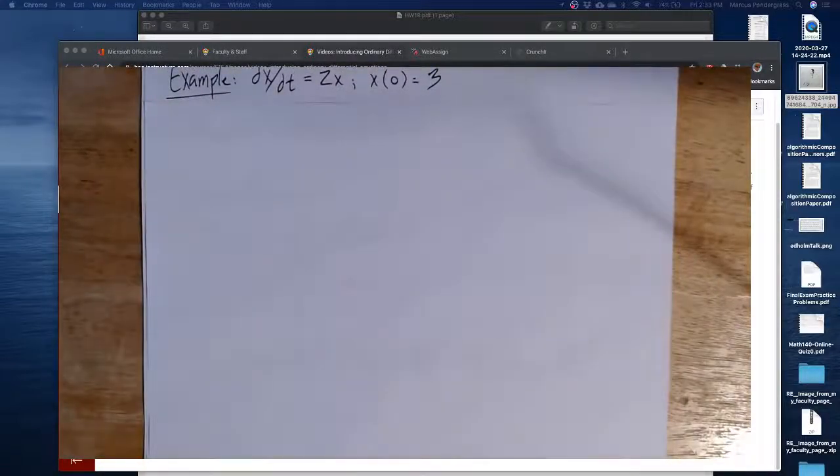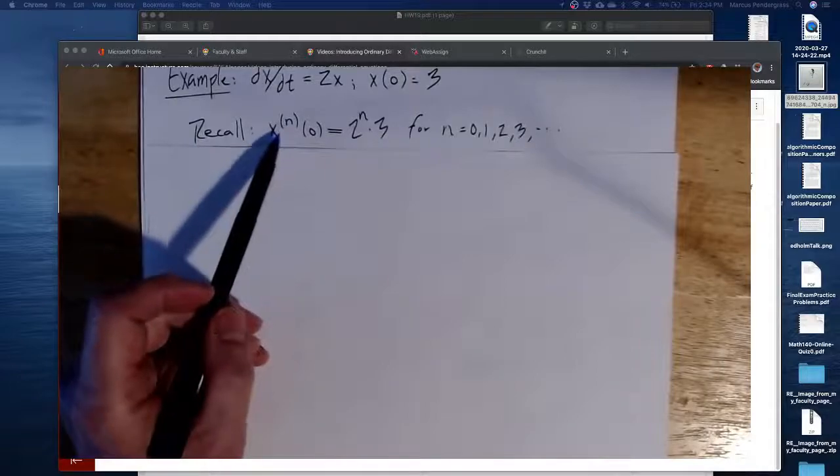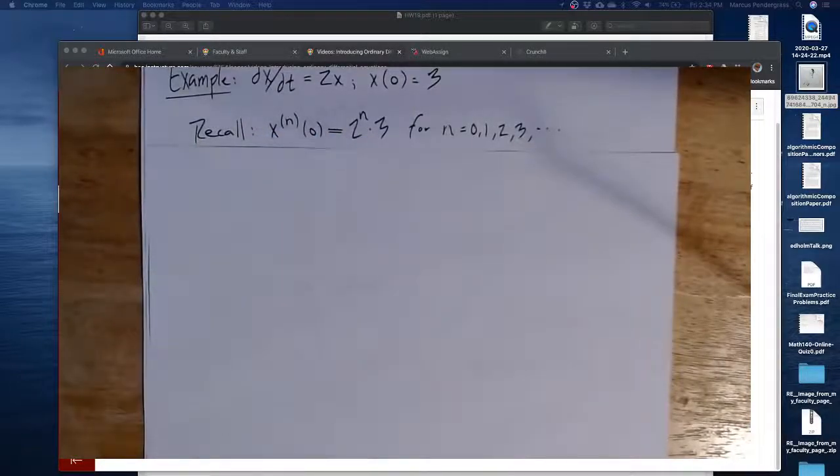So let's see how this process would work for the two examples that we've been discussing up to now. Remember our first example, it was the initial value problem dx/dt = 2x and x(0) = 3. And we saw in our video number 2 that this implied that the nth derivative of the solution at t equals 0 has to be 2 to the n times 3, for n equals 0, 1, 2, 3, and any non-negative integer.